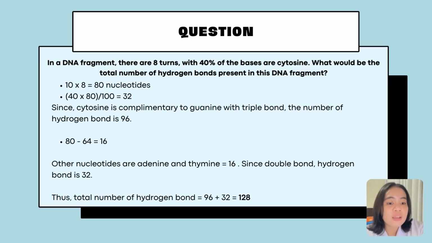As we proceed, from the 80 nucleotides we have to subtract 64, which came from 32 plus 32 of the cytosine and guanine, and we get 16. Therefore, the other nucleotides, adenine and thymine, total 16. Since they have a double bond, the hydrogen bonds are 32. And as we sum up everything, the total number of hydrogen bonds is 96 plus 32, which is equal to 128.